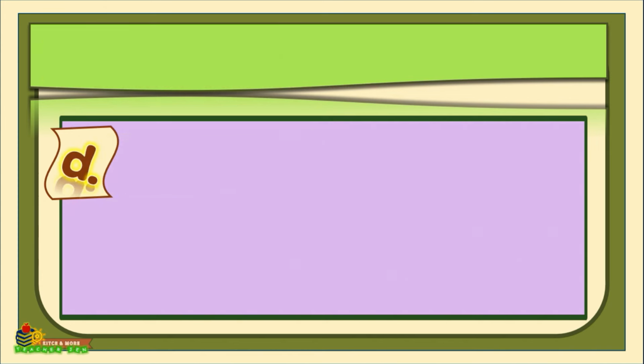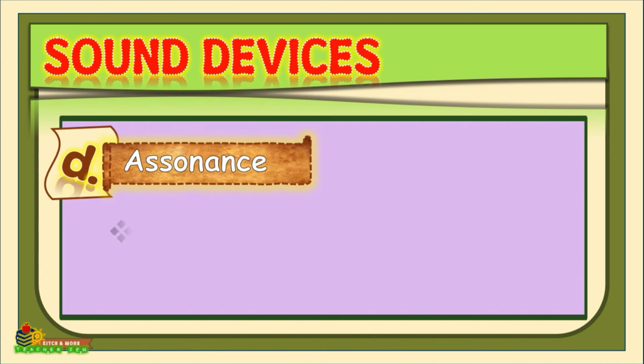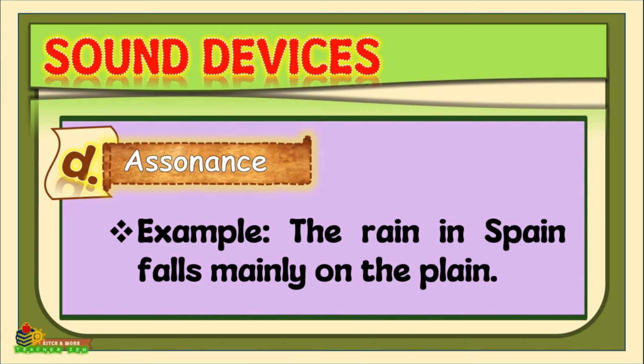Then we have assonance. It is repeating vowel sounds in nearby words. For example, the rain in Spain falls mainly on the plain. This is an example of assonance because it repeats the same vowel sound A in the words rain, Spain, mainly, and plain. Assonance is the repetition of vowel sounds within nearby words, which gives the sentence a rhythmic and musical quality.